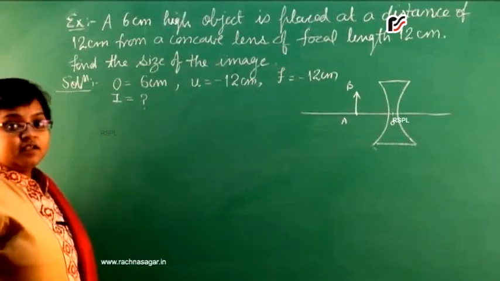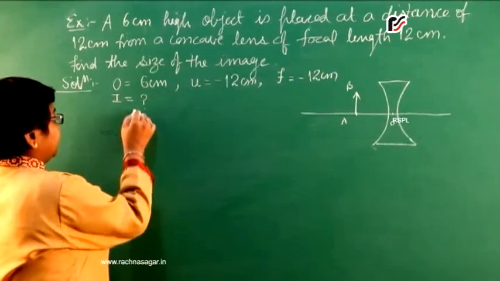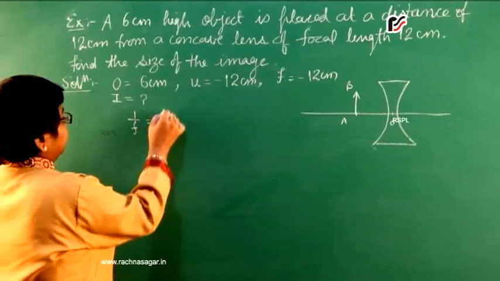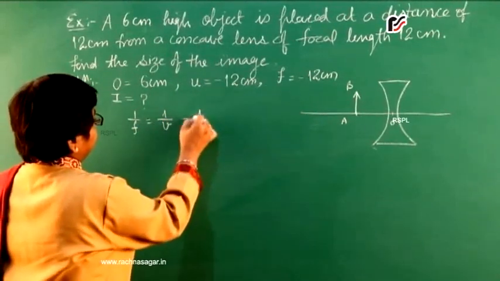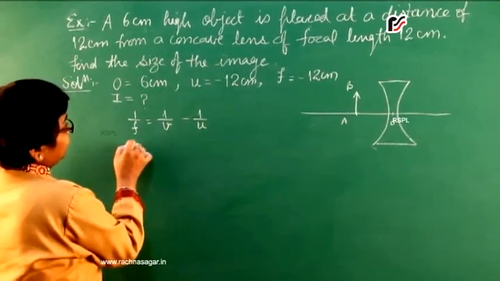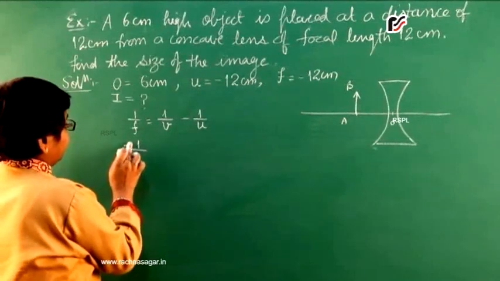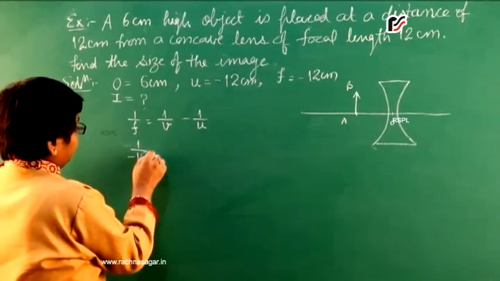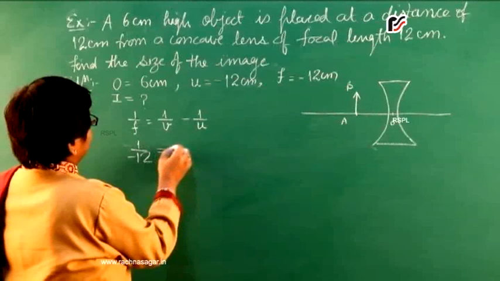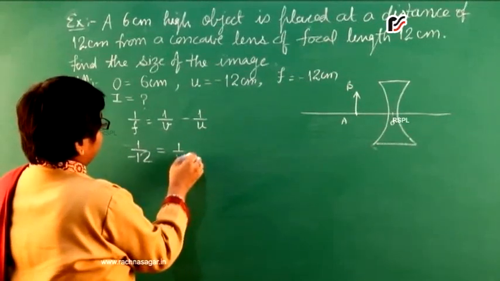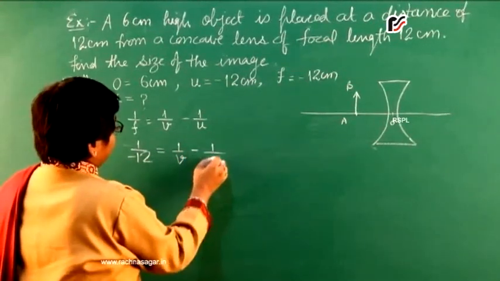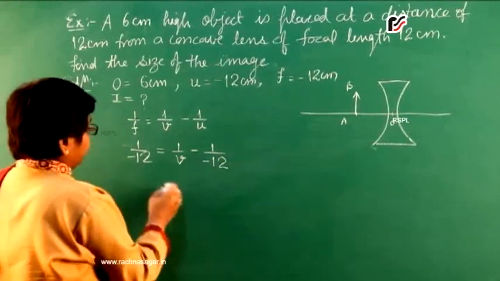First we use the lens formula. Plug the values of f. We have to find out v, and the value of u is minus 12.